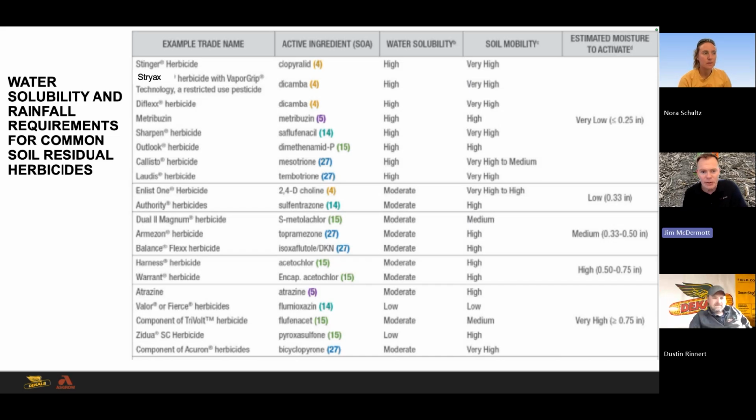But then as you go down the line, some of your group 15s, metolachlors and your acetochlors, typically you're going to take a little bit more moisture. We know that, especially with Warrant, where we've got the encapsulation. And then on down the line with your triazines and some of your group 15s too. So really just something to be aware of. Challenge to get these herbicides on, but also challenge getting them activated.